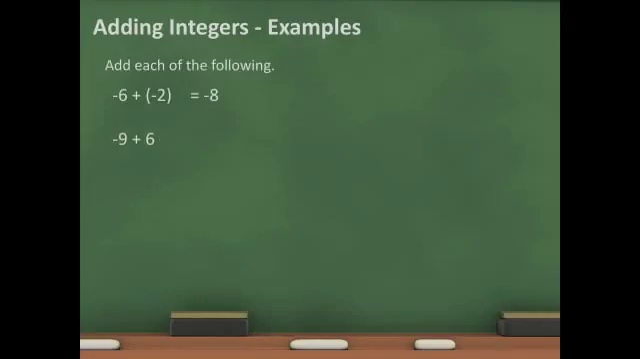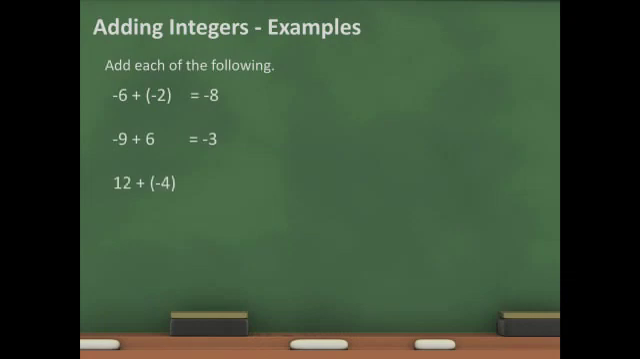Let's add -9 and 6. We're adding a negative and a positive. Because we have different signs, we'll subtract: 9 take away 6 gives us 3. Then carry the sign of the number with the larger absolute value, which is 9. 9 is larger than 6, so we use the negative sign. So -9 plus 6 equals -3.